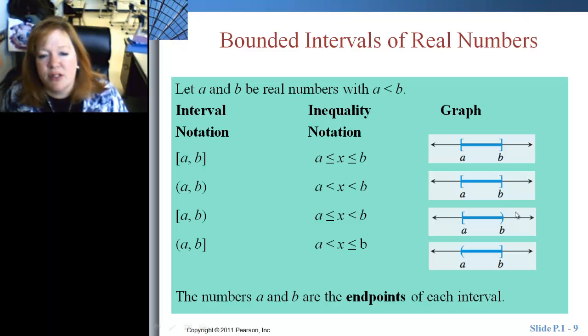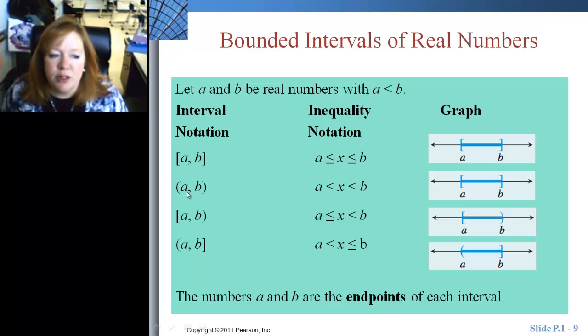Bounded intervals. Now this is where they start with the interval notation, which you may or may not be familiar with. If you look at this one, it looks like an ordered pair, which is why they did not introduce this to you prior. They didn't want you to get confused with it. This interval notation is the same as saying x is between these two numbers, a and b. They include a and b in the graph.